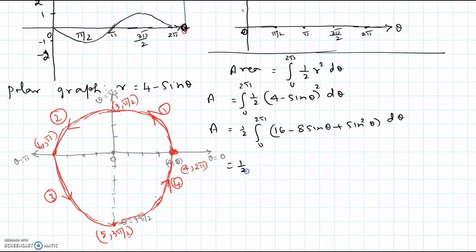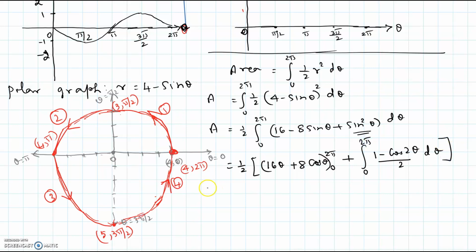Now we will integrate. So it is half, then it is 16 theta minus 8 times negative cosine theta, so plus 8 cosine theta. Then we have to evaluate that between 0 and 2 pi. To do this, the second part of the integral is going to be the integral of sine square theta, which is 1 minus cosine 2 theta over 2. Sine square can be written as 1 minus cosine 2 theta over 2 from trigonometry. So we are going to integrate that by using that trigonometric formula.